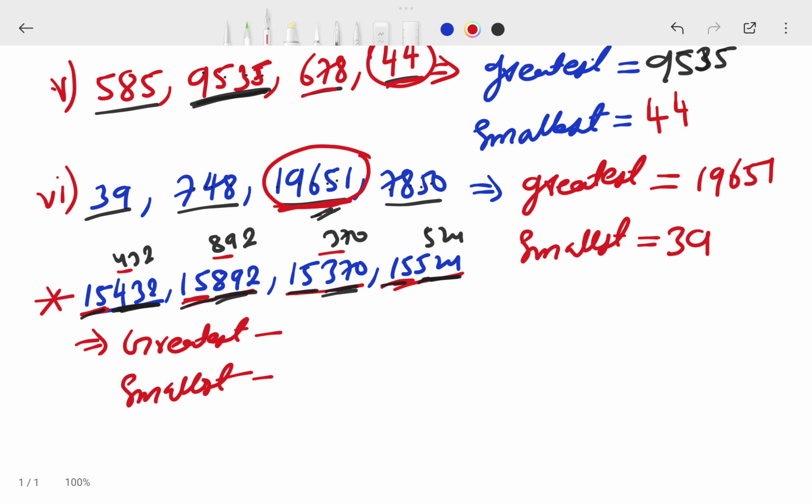Now in this one which is greater? 4, 8, 3, 5. Which is greater? Of course 8 is greater. It means that this is greater. So 15,892 is greater. Okay, this is over.